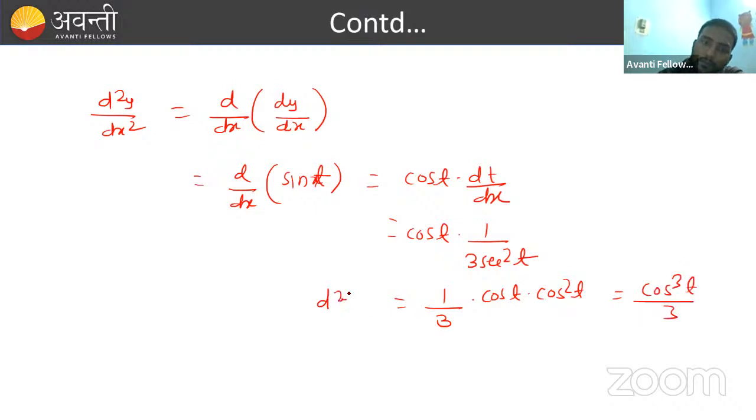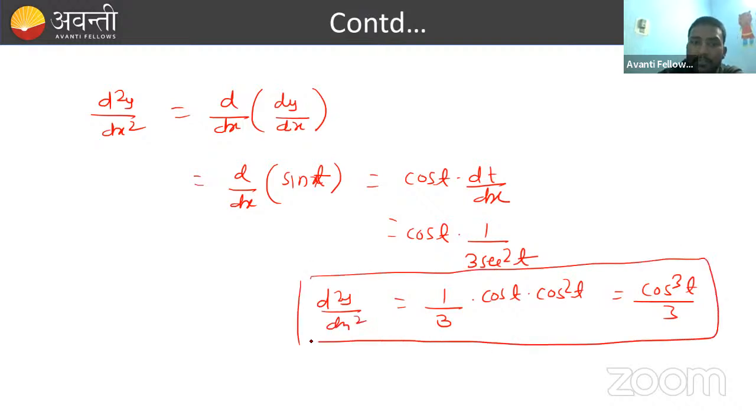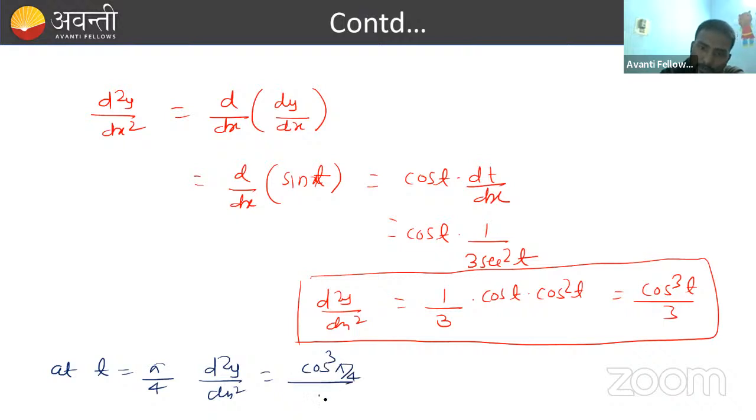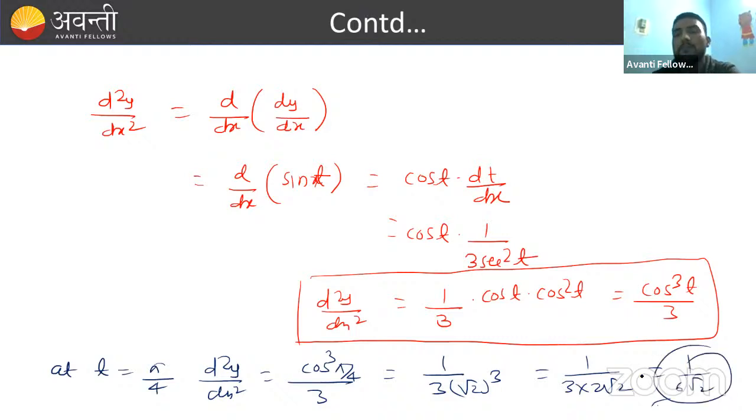So d2y by dx square is cos cube t by 3. But we need to find it at t equals pi by 4. At t equals pi by 4, what will be the value of d2y by dx square? It will be cos cube of pi by 4, divided by 3. Cos pi by 4 is 1 by root 2, so cubed it is 1 by 2 root 2. So it will be 1 divided by 3 into 2 root 2, so it is 1 divided by 6 root 2.